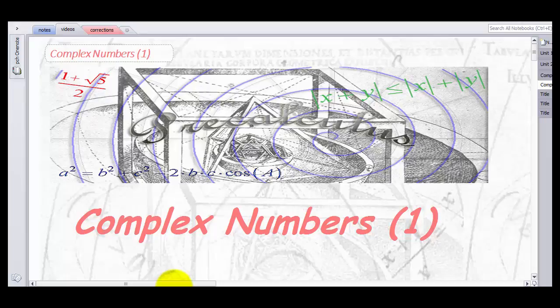So after introducing the motivation for complex numbers, let's start looking at them. A complex number is a number that I can write as a plus ib. a and b are both real numbers. i is a number such that i squared equals -1. So of course, i is not in R.